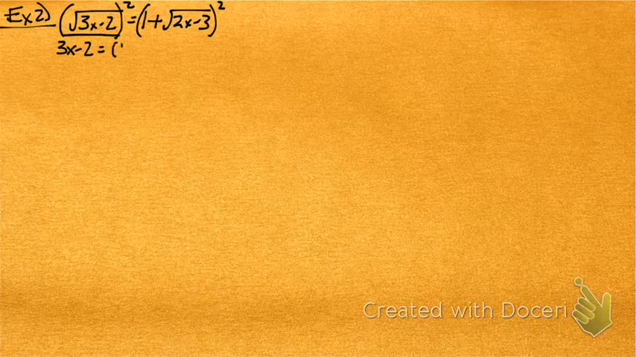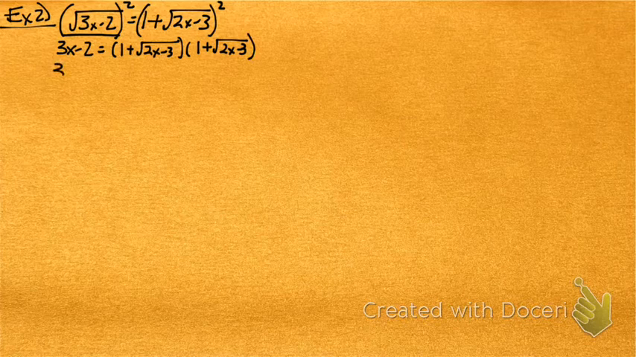On this side, this is going to be a little ugly at first. I'm going to have 1 plus the square root of 2x minus 3, and I have to write that out twice, remember, because I have to multiply that out. I have to FOIL that out. Now, this is where you have to be kind of disciplined and not make any mistakes.